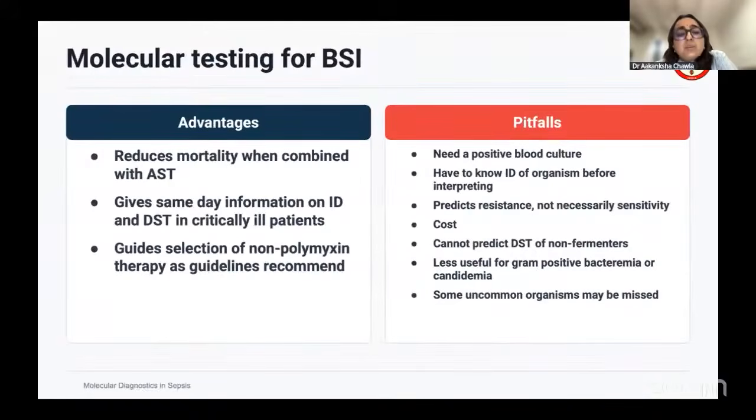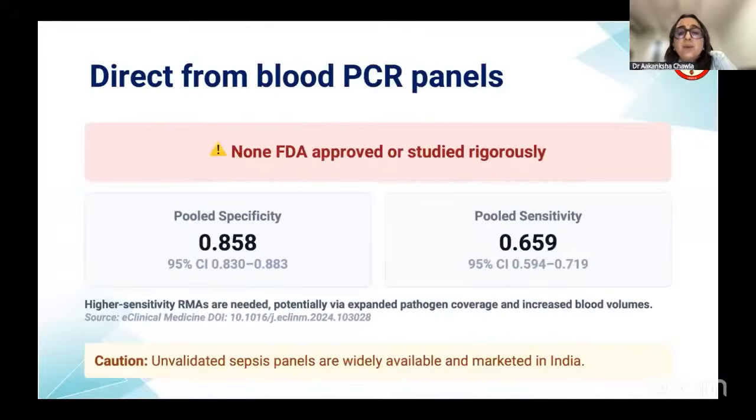Then, when you're doing molecular testing for your bloodstream infections, what are the advantages? It will reduce the mortality when it's combined with AST, and it will give same day information for the identification and DST in critically ill patients. The only important point you need to remember is that it needs a positive blood culture. So, that should always be remembered. Why I'm saying is because there are a lot of PCR panels these days, which say that you can directly do the PCR panel with the blood, which is not FDA approved and should not be done because it has a very poor sensitivity and specificity.